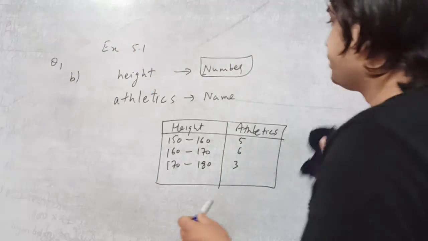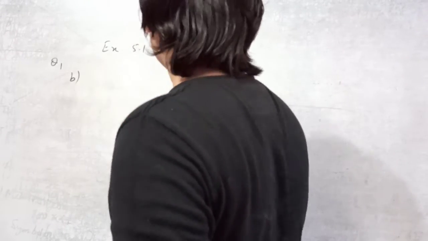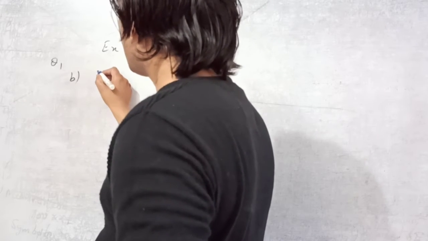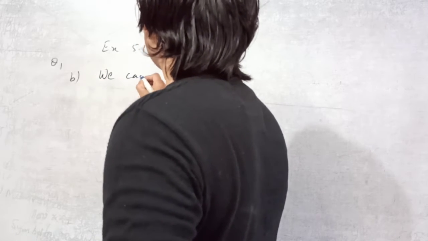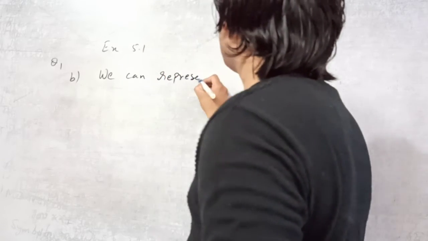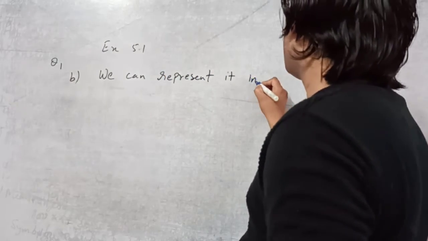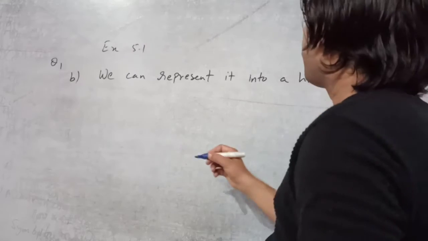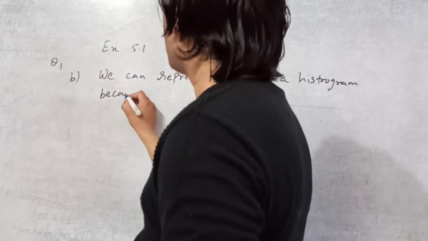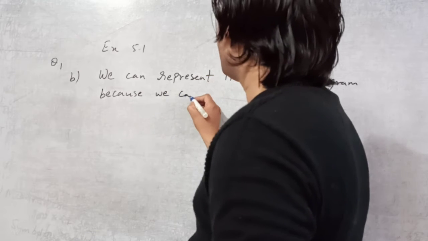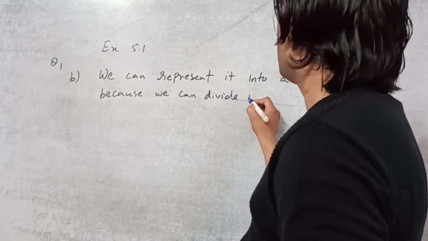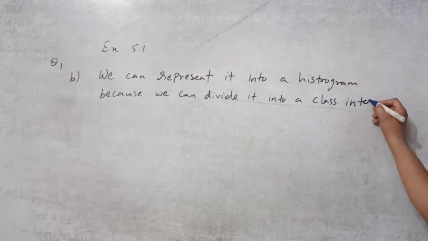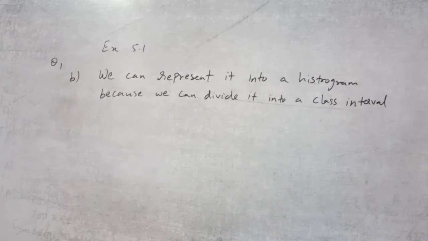So here we can represent it as a histogram, because we can divide it into class intervals. So we can divide it into the class intervals, so we can draw the histogram.